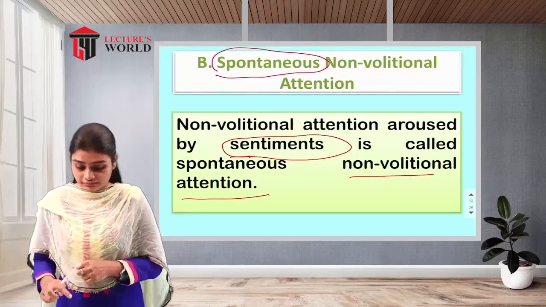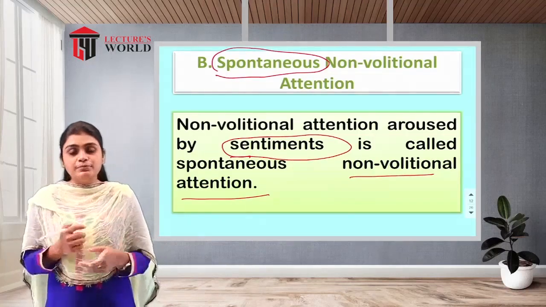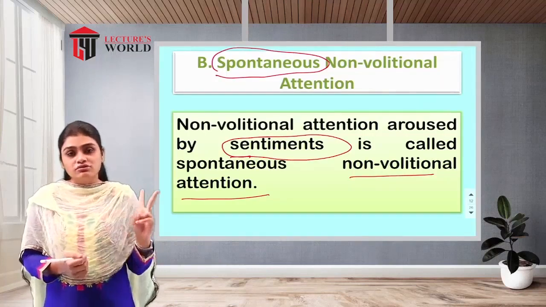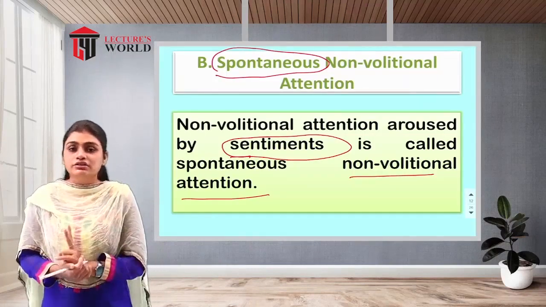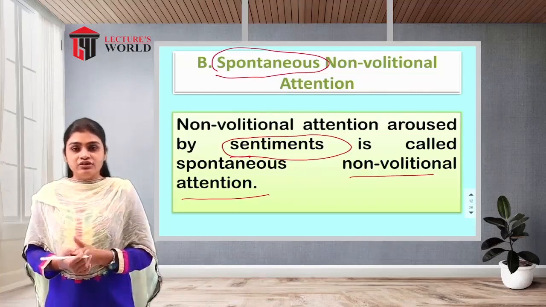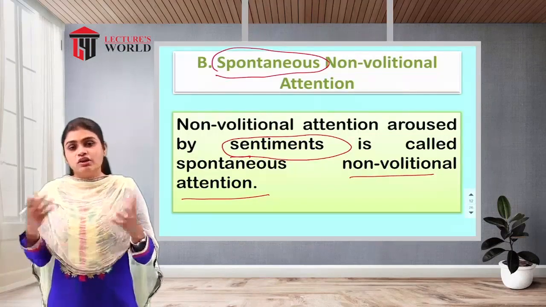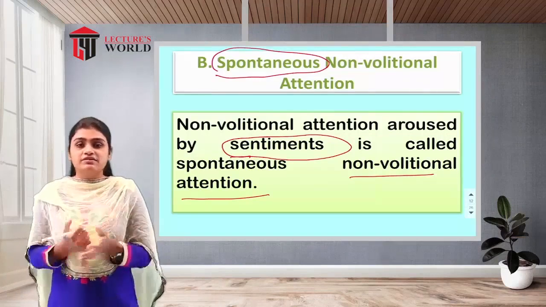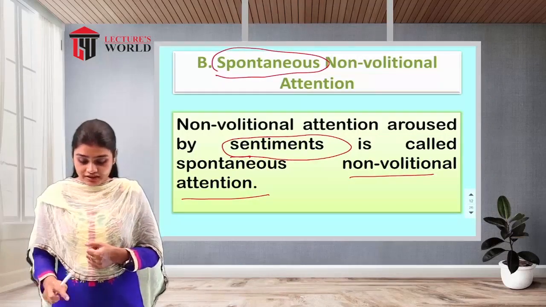So these are the types of attention, the main two types: voluntary and non-voluntary, or we can say non-volition. In voluntary attention, our part is involved. In non-voluntary attention, our part is not involved. So that is it.